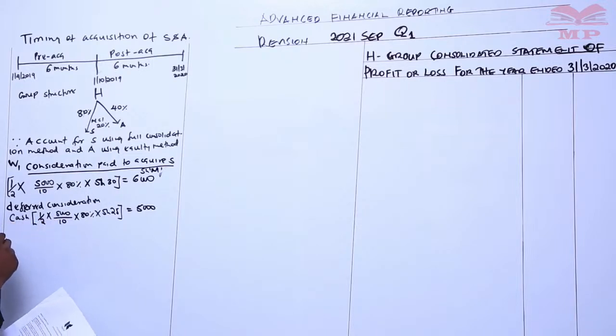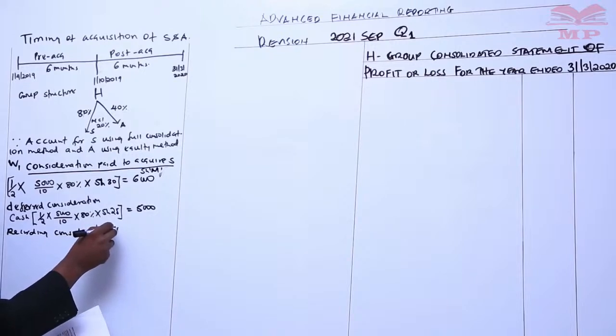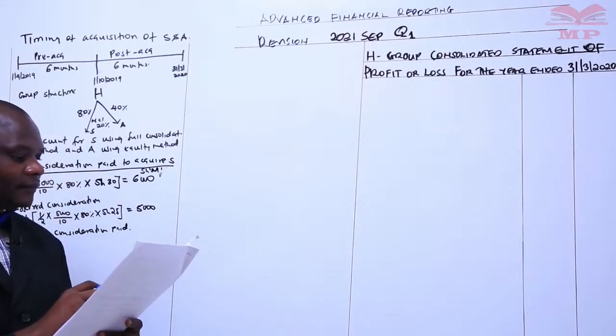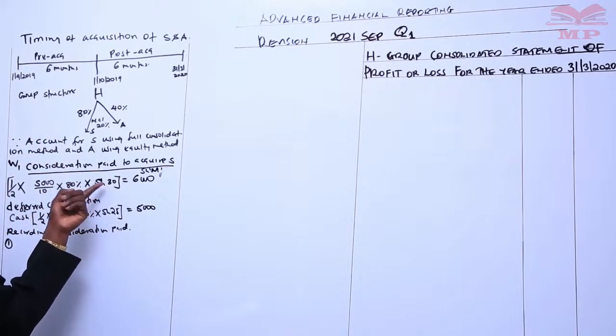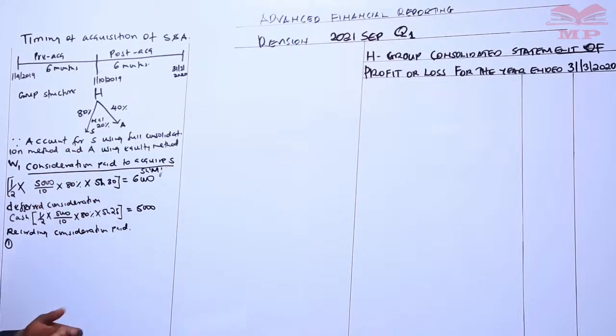But before I do that, this is what I'm going to do to help you know how to record, because you're told H has not yet recorded the consideration on acquisition. So how do we record? Recording consideration paid 1. Recall that the par value is 10 shillings. H is paying 30 shillings. That means it is paying over and above the 10 shillings by 20. So this is the element of share premium.